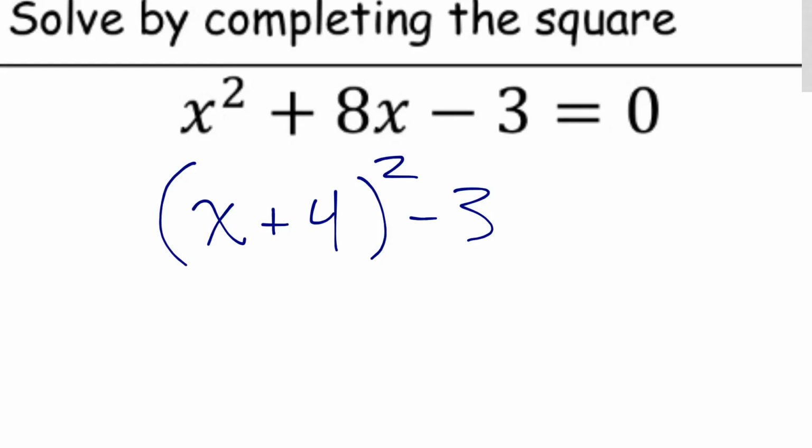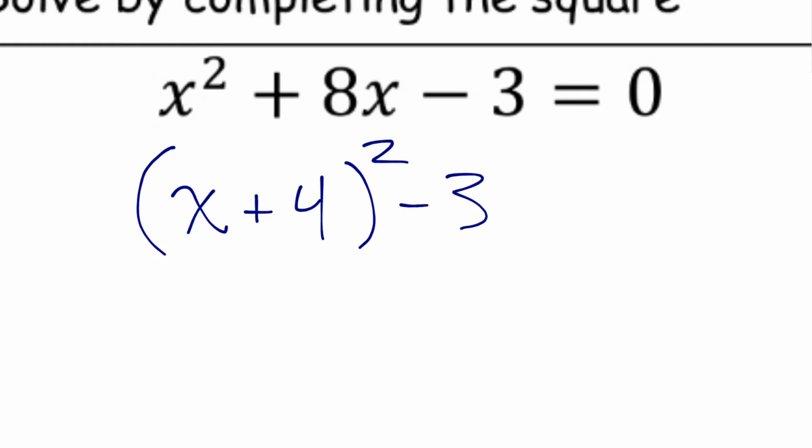X plus 4, right? Look at that 8. The 4 is half of that 8. So x plus 4 squared, if we expanded it, it would give us an 8x. But we have now changed the value of this. And how have we changed the value? We've changed the value by that 4 squared. We've added 4 squared to this, so we need to subtract 4 squared to balance this.